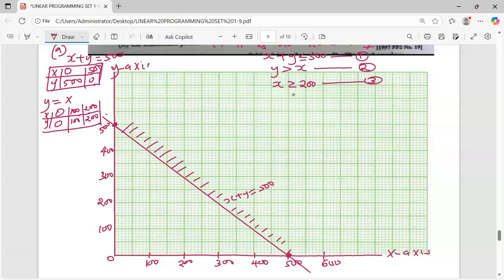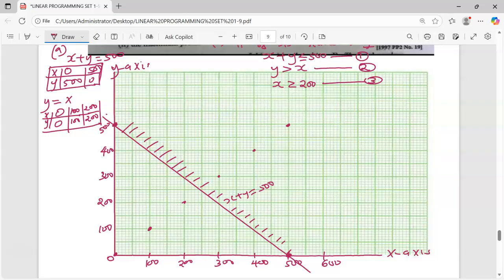When the value of x is 0, y is 0 at this point. When the value of x is 100, y is also 100. If x is 200, y will be 200. If it is 300, this one is also going to be 300. If x is 400, y will be 400. And if x is 500, y is going to be 500.